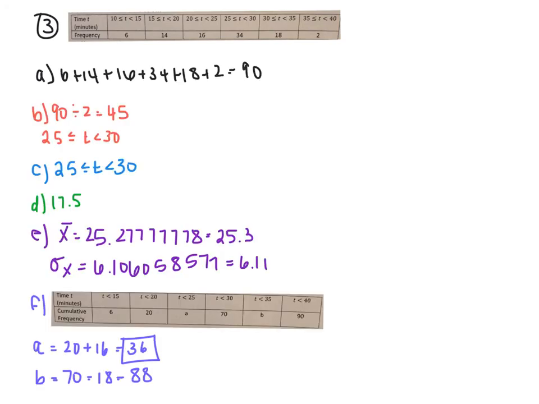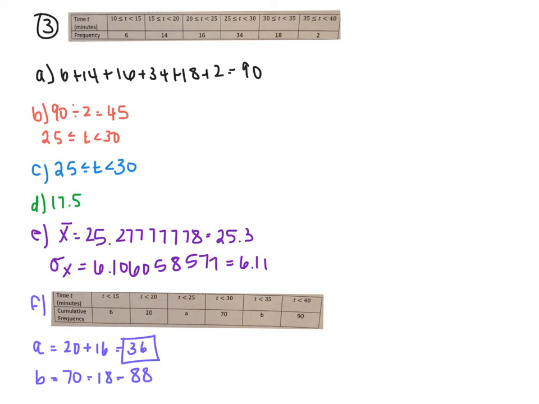So the last question is a topic 2 review question. They give us some information about how long students get ready in the morning and then ask us some questions about it. So part A, they want to know how many students total were surveyed. So you just add up all the frequencies and you end up with a total of 90 people answered the survey.